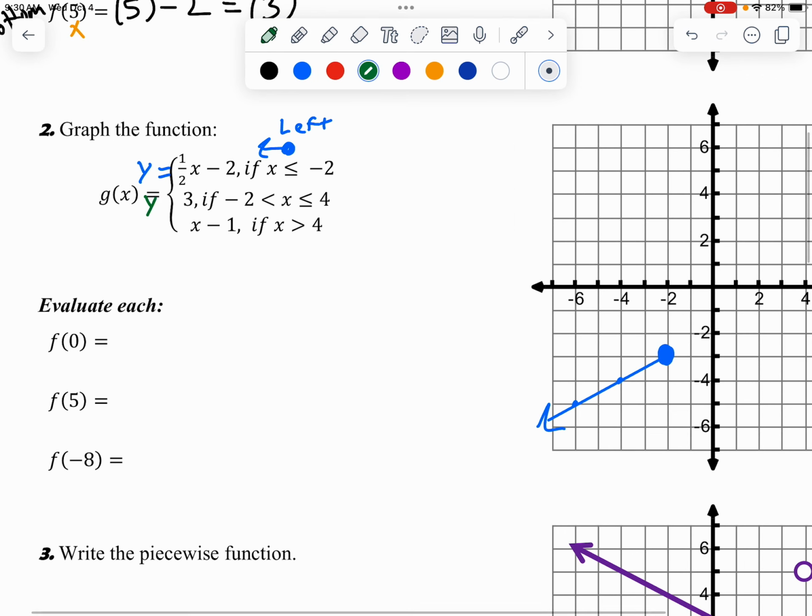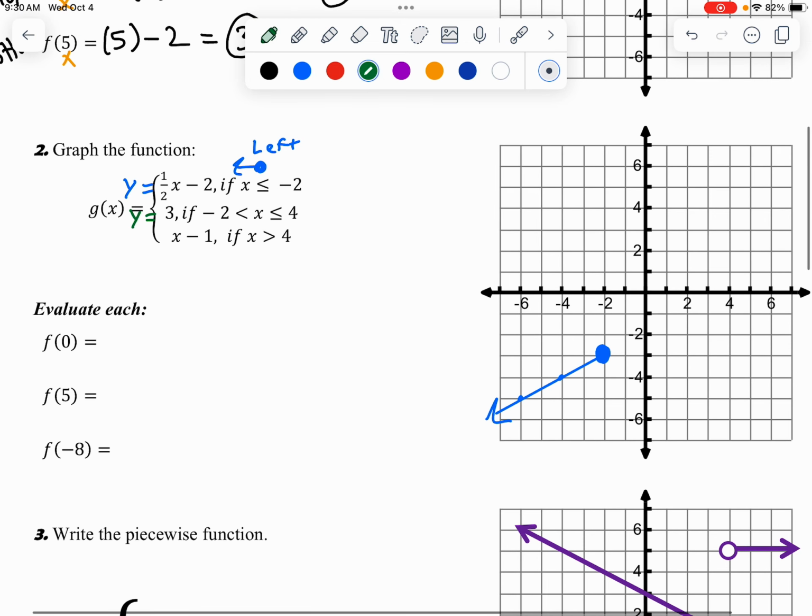Middle piece, the equation is y equals 3 if x is between negative 2 and 4. So negative 2 is going to be an open circle, and 4 is going to be a closed circle. And I'm just going to draw a line between those two values. The equation y equals 3 is a horizontal line. So y equals 3, horizontal line. I'll put all these dots to the left, all these dots over to the right. And I'm going to use this horizontal line between negative 2 and 4.